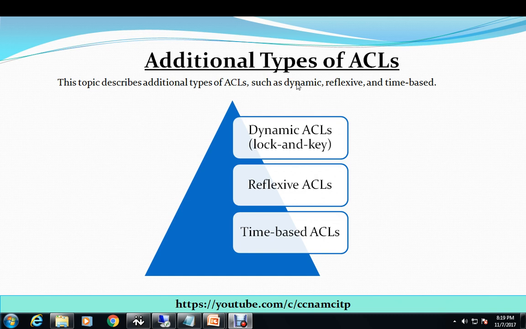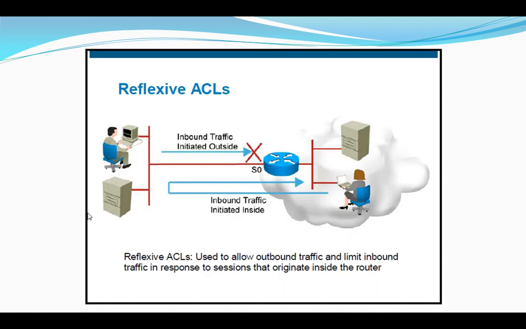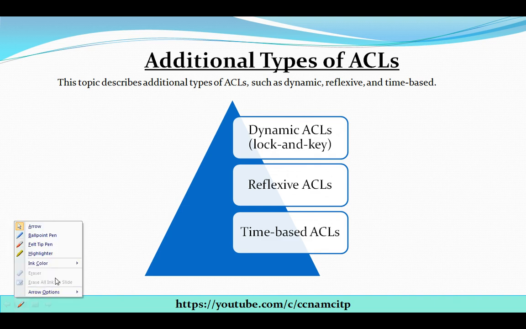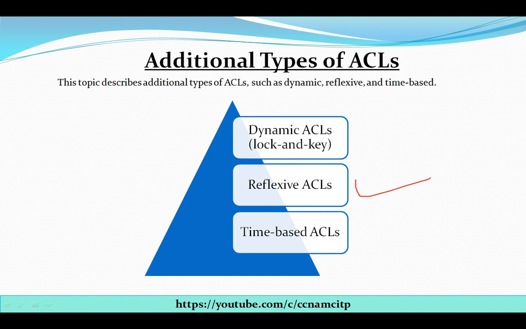In this video, I'm going to talk about the additional types of ACLs we have in CCNA. In my previous video, I discussed dynamic ACLs: what a dynamic ACL is, what its benefits are, and in which situation we should configure it. I also explained one example. In this video, I'm going to talk about the second type of additional access control list, which is flexible. After that, in my next video, I will be talking about time-based ACL.